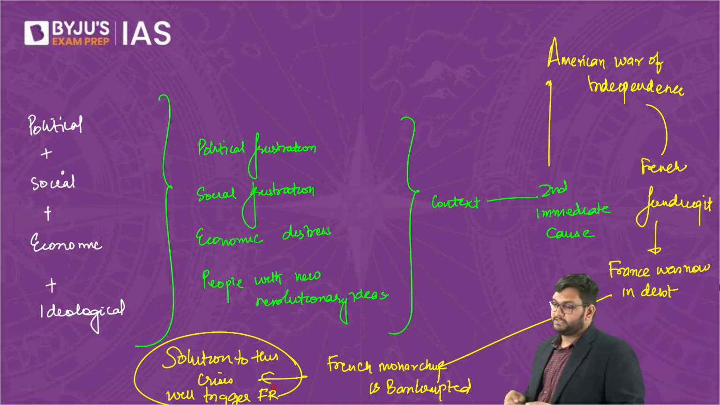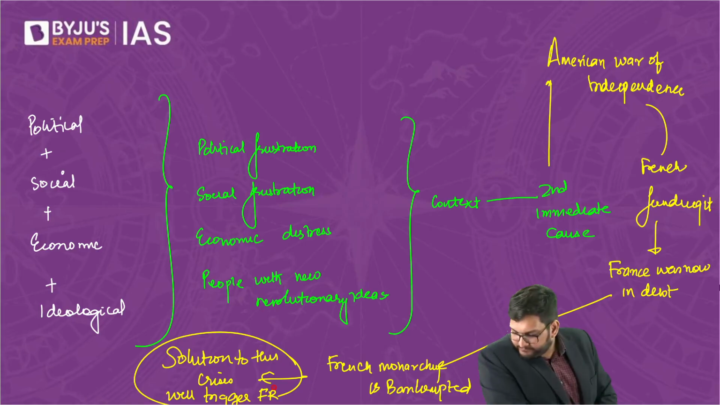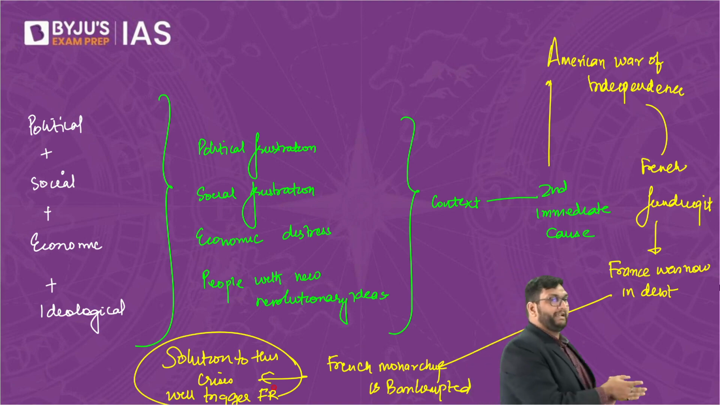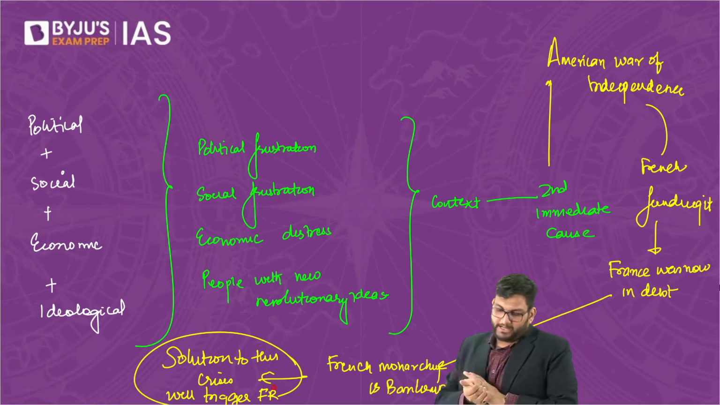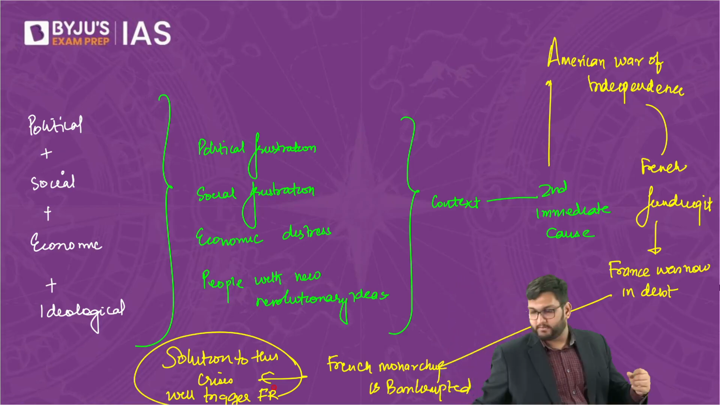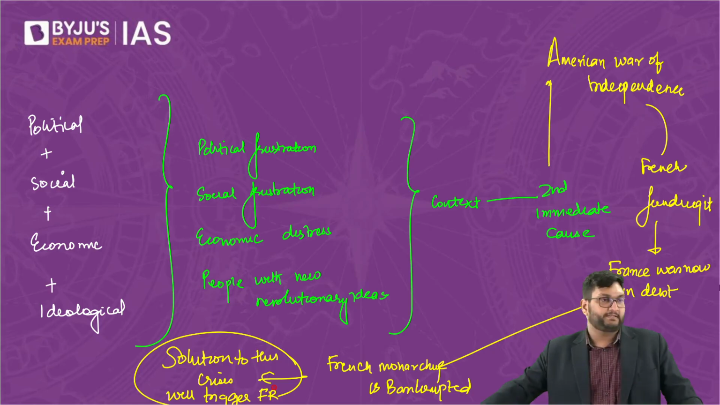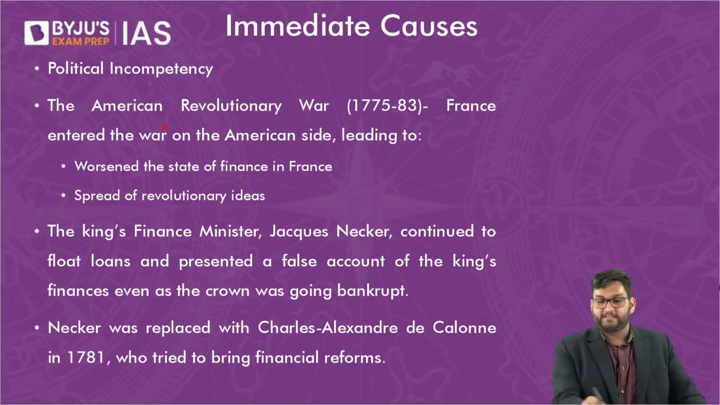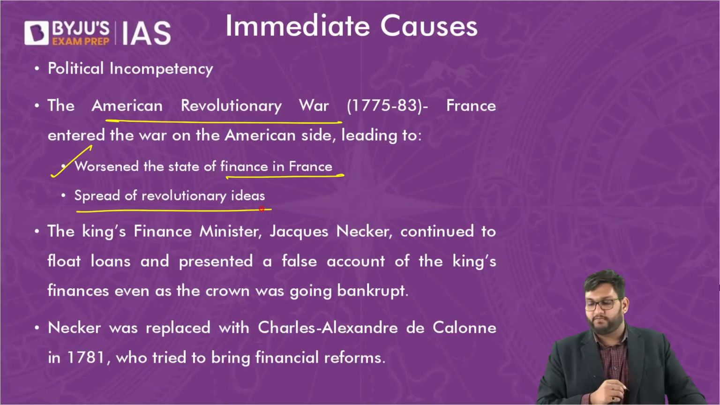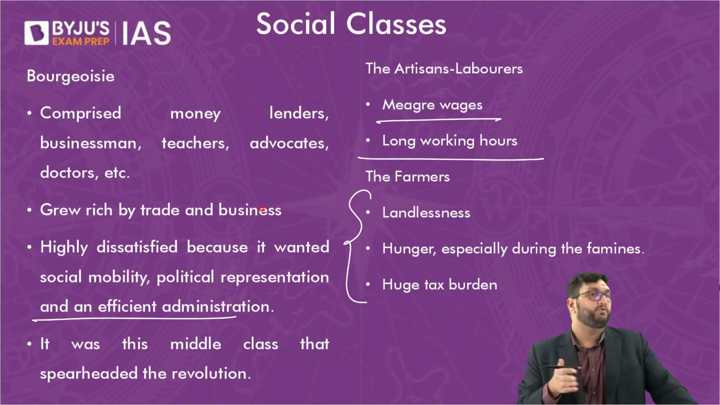Now, this is basically the gist of whatever we've been doing for the past hour. Is this clear? Does this whole slide make sense? Because now I want to talk about the course. As it says here, the American Revolutionary War worsened the fiscal situation of France and spread revolutionary ideas, and thereafter you have the course of the French Revolution, which I have to discuss with you.